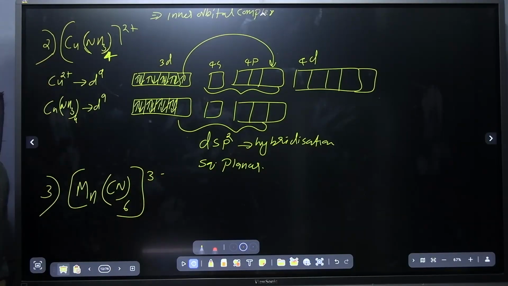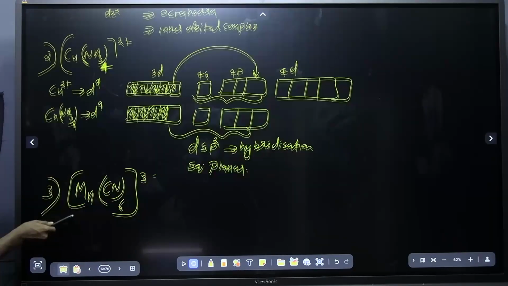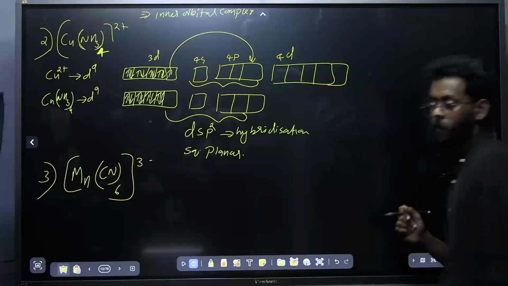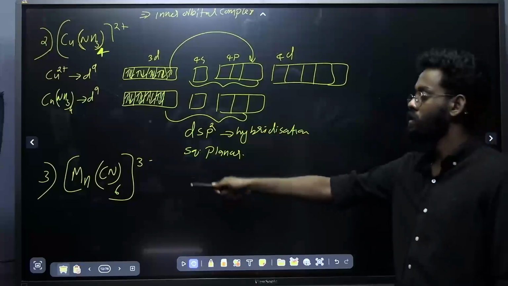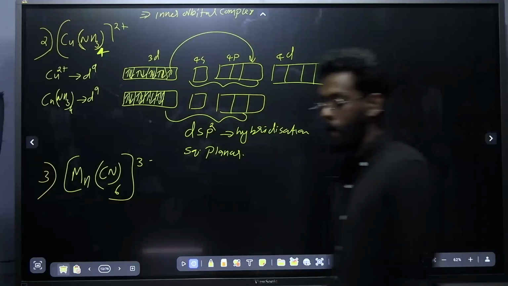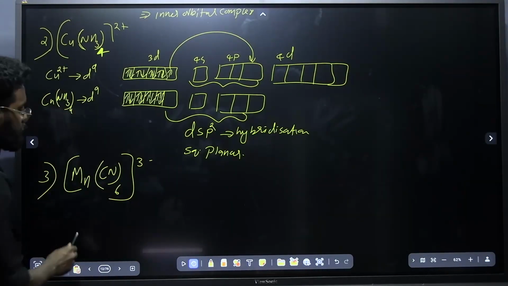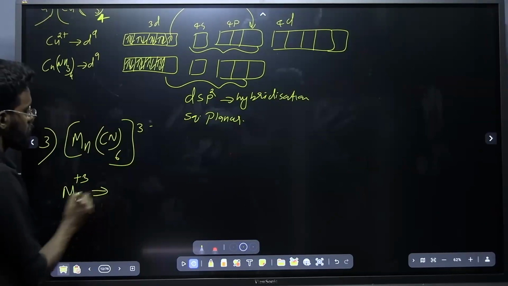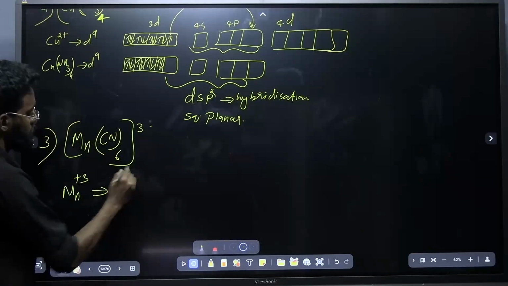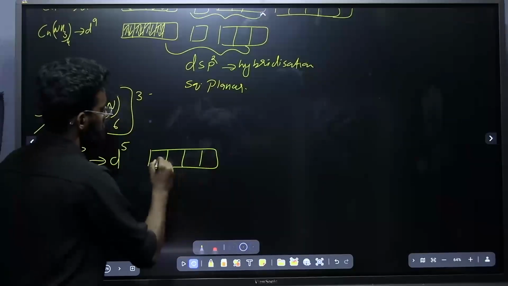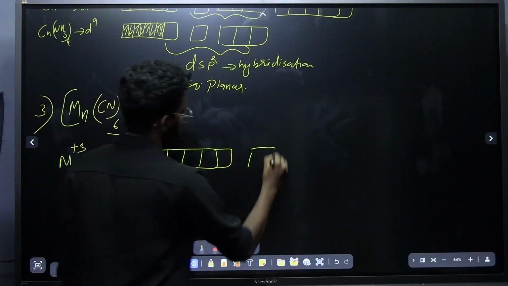What is the hybridization for this one? Have you understood the second one, which is an exception? Just note down this complex, a d9 complex. What is the hybridization and geometry of [Mn(CN)6]3-? Here manganese is in what? Manganese is in the plus 3 oxidation state. Plus 3 oxidation state means what? It is a d5 complex.